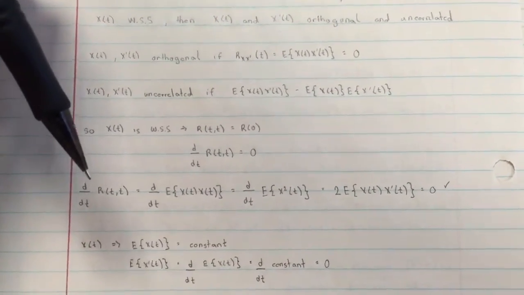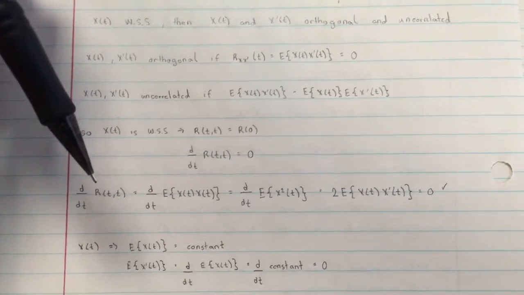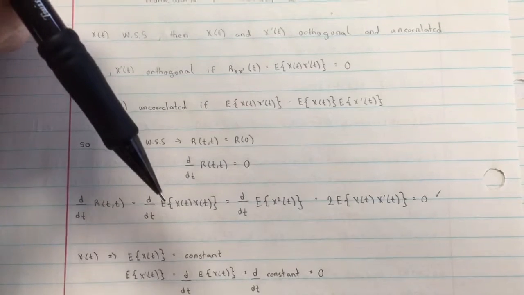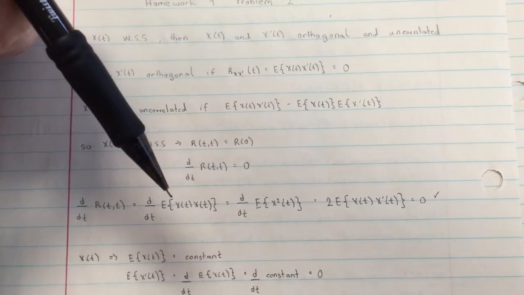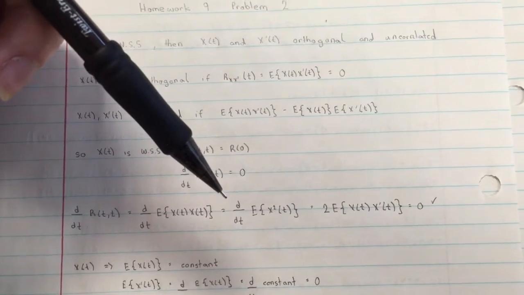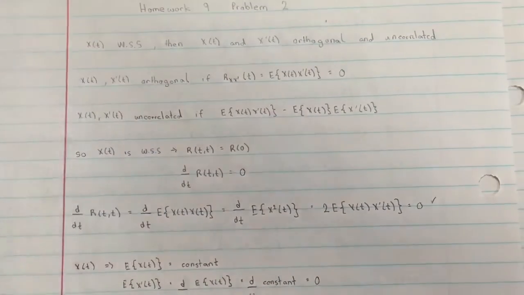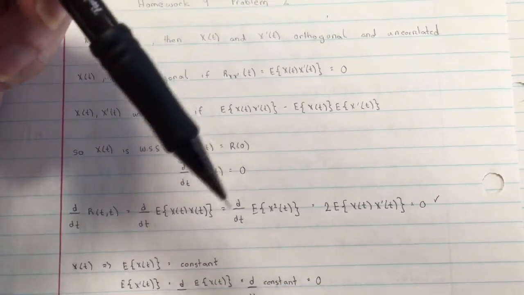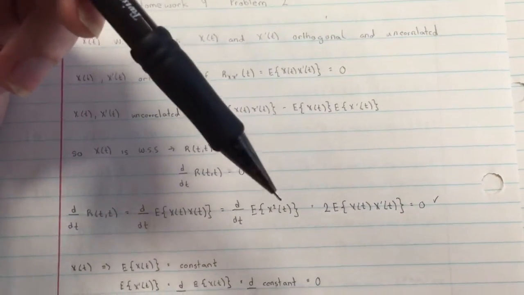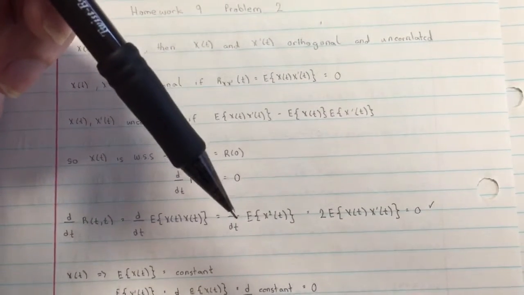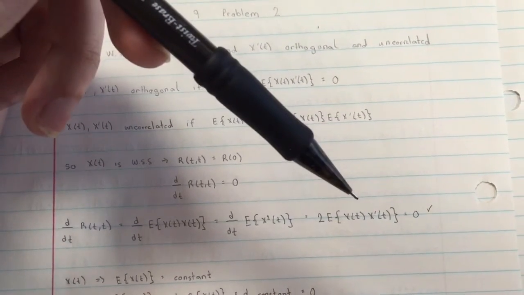And so we can expand out the autocorrelation of x with x. So the derivative of the autocorrelation is equal to the derivative of the expected value of x of t times x of t, which is equal to the expected value of the derivative of x squared of t, which is equal to, when you take the derivative of this component, the 2 comes out times the x of t, and then we use the chain rule because it's with respect to t, so it'll be x prime of t.